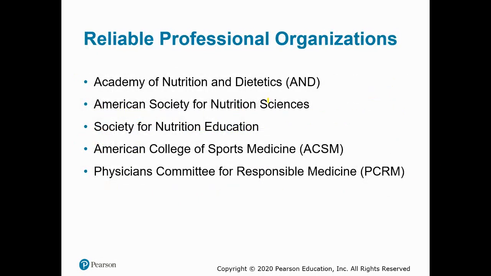And then lastly, some other reliable organizations that you could refer to. Again, any of these would be great sources if you were looking to cite something for your My Diet Analysis project. So the Academy of Nutrition and Dietetics, the American Society for Nutrition Sciences, the Society for Nutrition Education, the American College of Sports Medicine, and Physicians Committee for Responsible Medicine. This is just a short list, but any of these professional organizations, if you go to their website and you're citing an article that they wrote, or they might link to a scientific study, these would all be great sources of information for you to learn more about nutrition and also to cite as a reliable source of information, whether for this class or some other class.